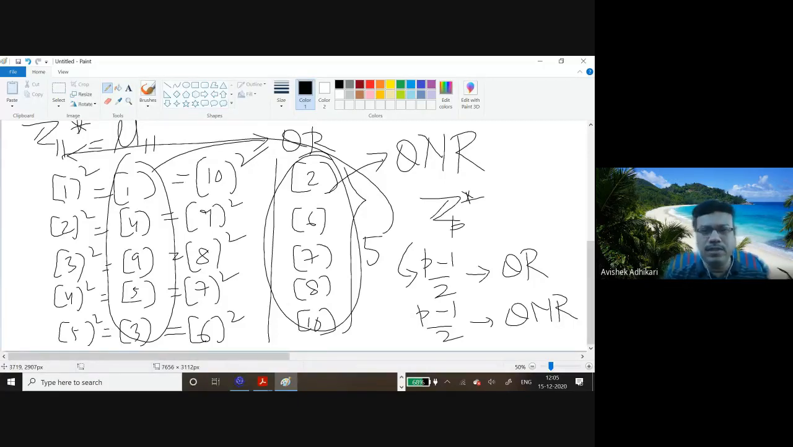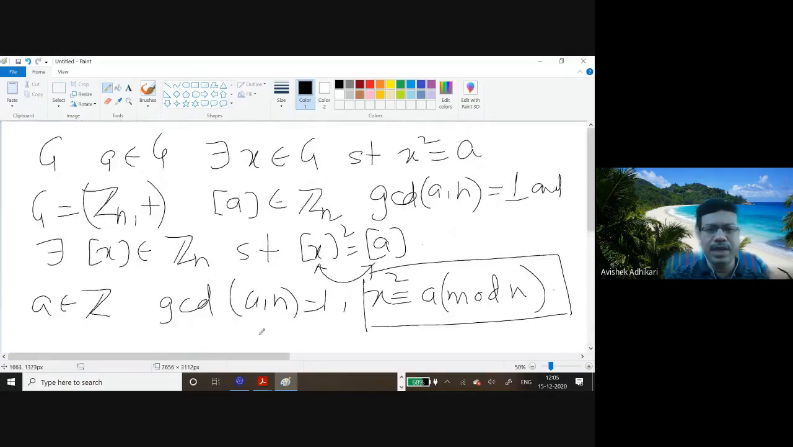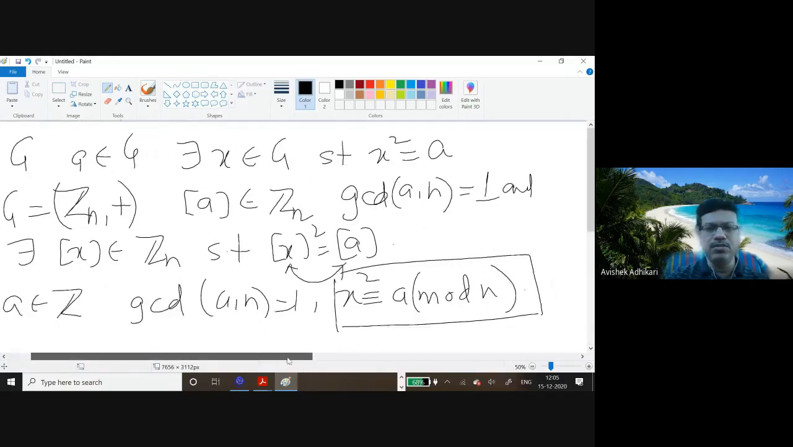So if I ask you a simple question: if I give you two elements, can you quickly give me the answer whether they are quadratic residues or not?